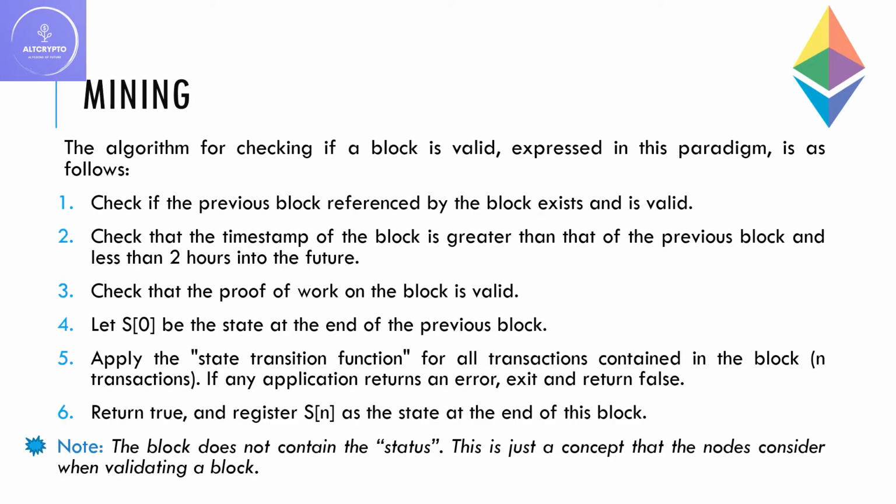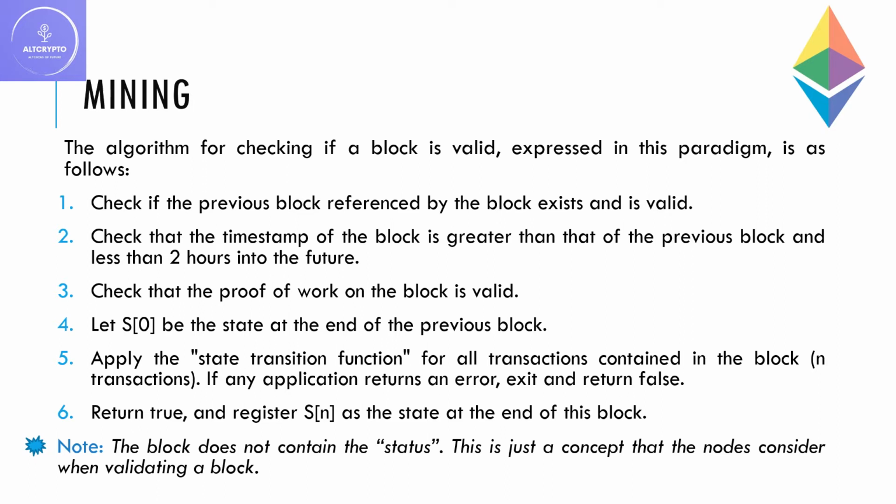The algorithm for checking if a block is valid, expressed in this paradigm, is as follows. Check if the previous block referenced by the block exists and is valid. Check that the timestamp of the block is greater than that of the previous block and less than 2 hours into the future. Check that the proof of work on the block is valid.